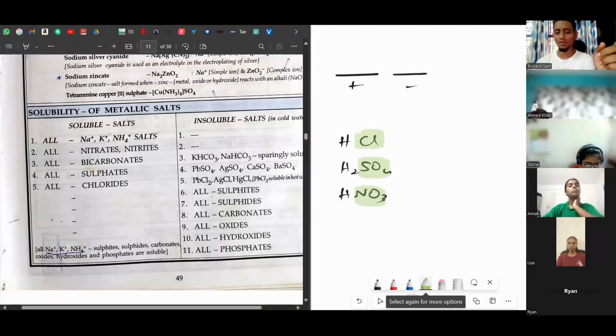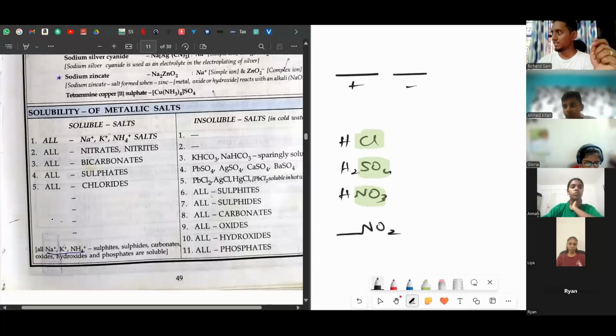Plus, there are more. Along with the nitrates, also remember that there are nitrites. Nitrites means NO2. Something with NO2 is a nitrite. And also you have bicarbonates. Bicarbonate means something with HCO3. This is a bicarbonate.